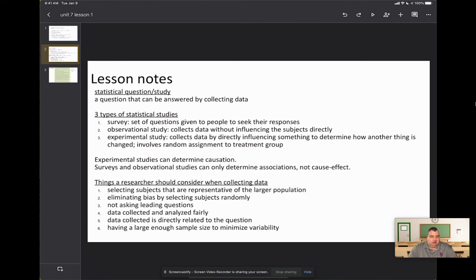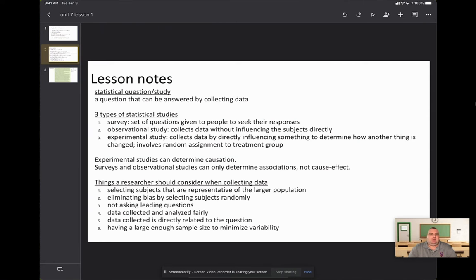Okay. You want to eliminate bias by selecting subjects randomly. The more random the selection process is, the less likely you are to have bias. Bias is obviously a bad thing. If you have bias in your results, they're not going to really tell you anything.